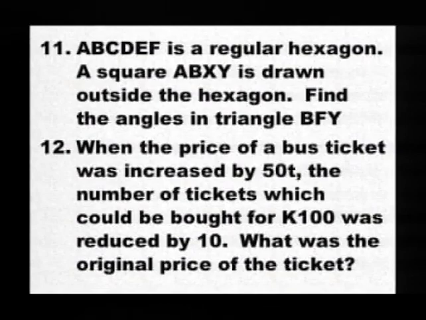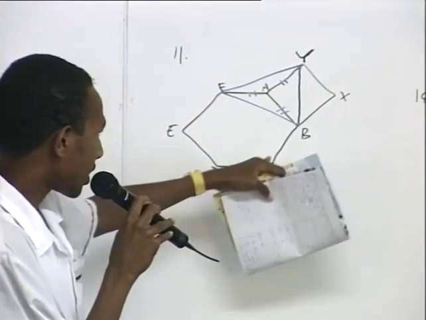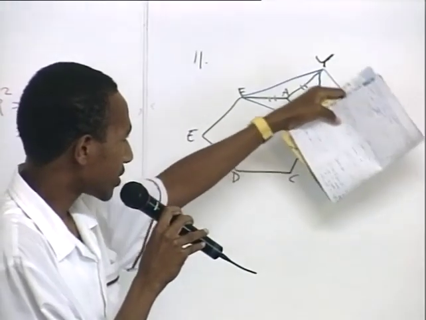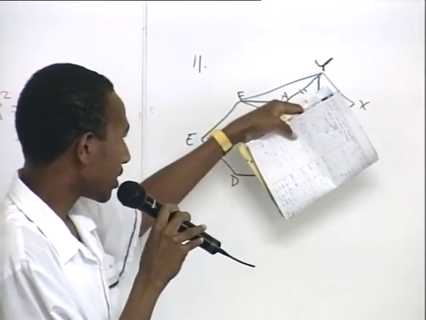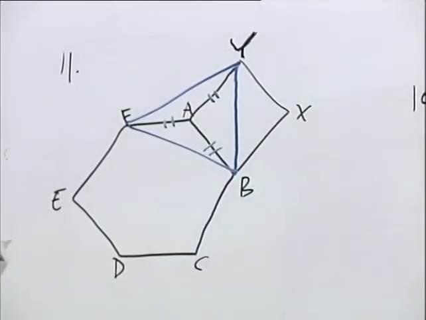First, I drew a regular hexagon, and then a square outside, from here to here. You can actually find AB, this one, and I drew the triangle BFY.